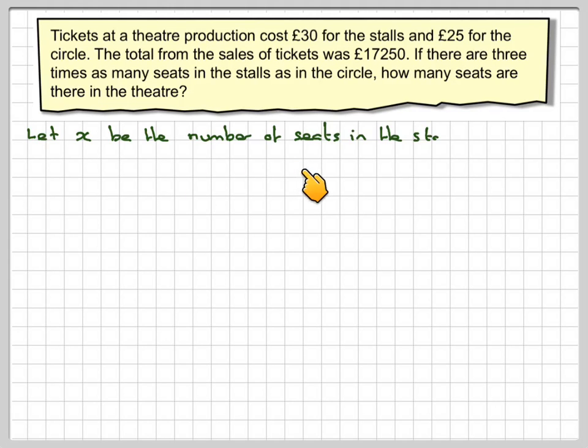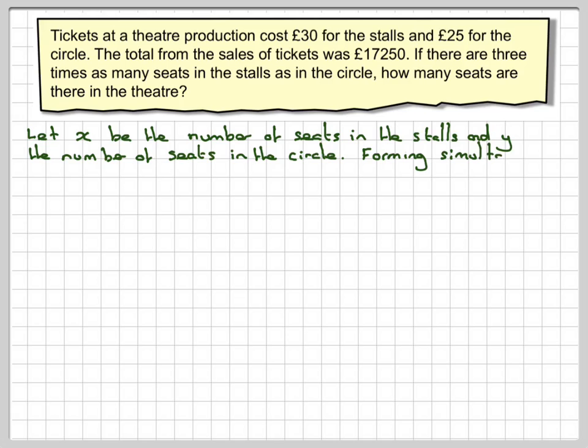So we're going to let x be the number of seats in the stalls and y the number of seats in the circle. So forming simultaneous equations. For each seat in the stalls I sell, I'm going to get £30, so it's going to be 30 times x. And then each seat I sell in the circle, I'm going to get £25. And therefore the total sales will be all of that, and that will be 17,250.